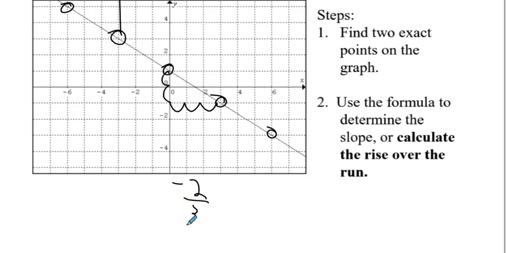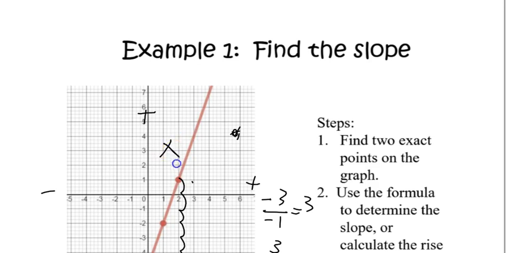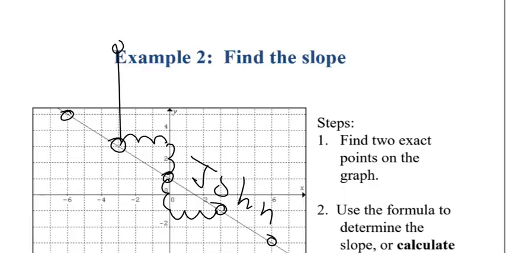Notice though, I could have gone up 1, 2, left 1, 2, 3. That'd be negative. Notice I still have a negative fraction. Now here's a way to remember negative or positive. If you write your name on the line and it's going downhill, it's negative. If you write your name on the line and it's going uphill, it's positive.